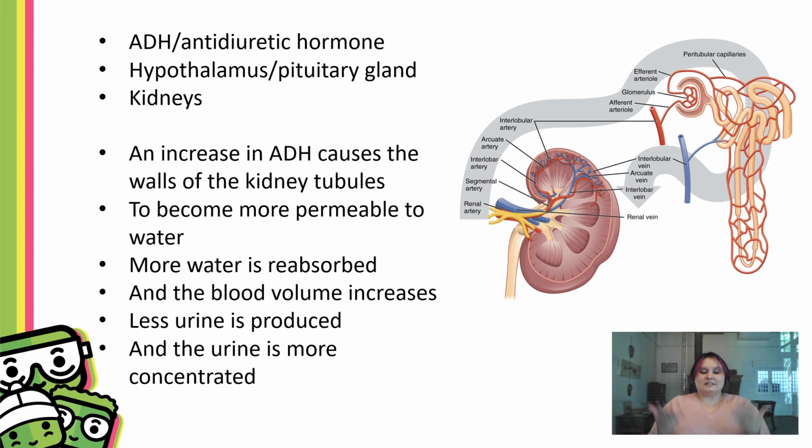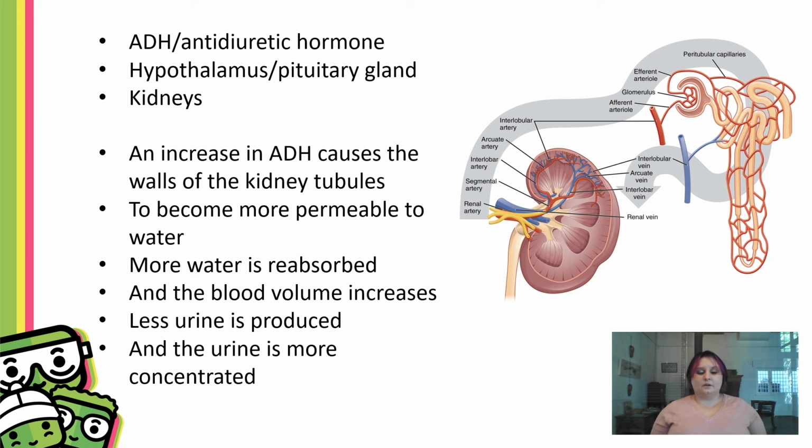This then increases our blood volume, the water in our blood, back to normal. So it's brought about a response, raising the amount of water in our blood back to normal. And the effectors in this case were the kidneys and the tubules in the kidneys.